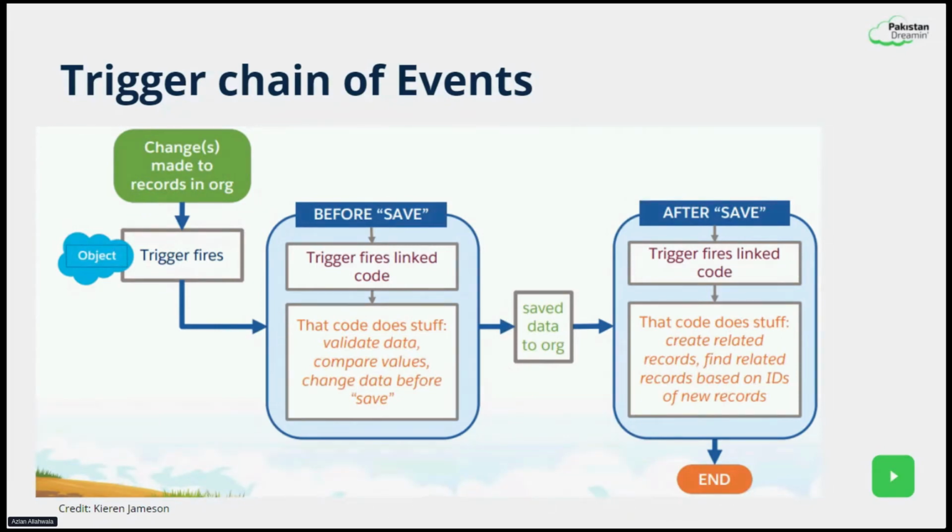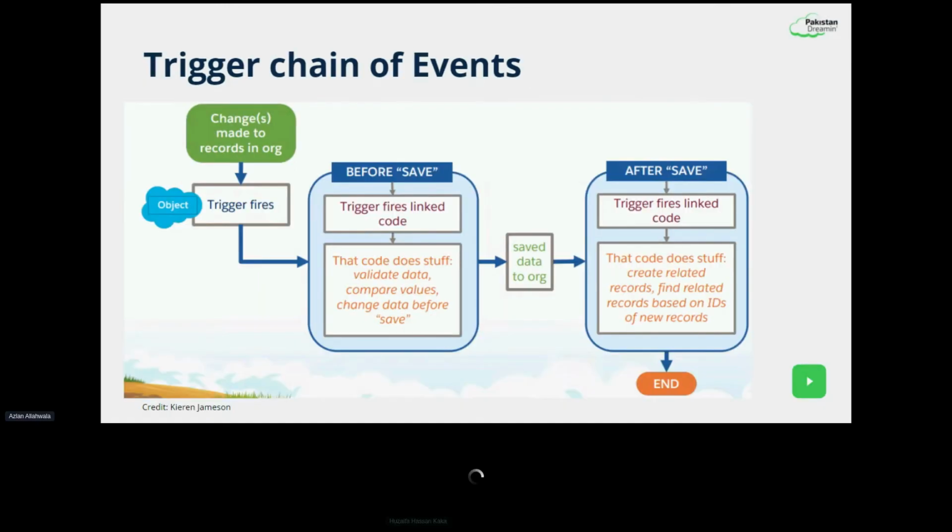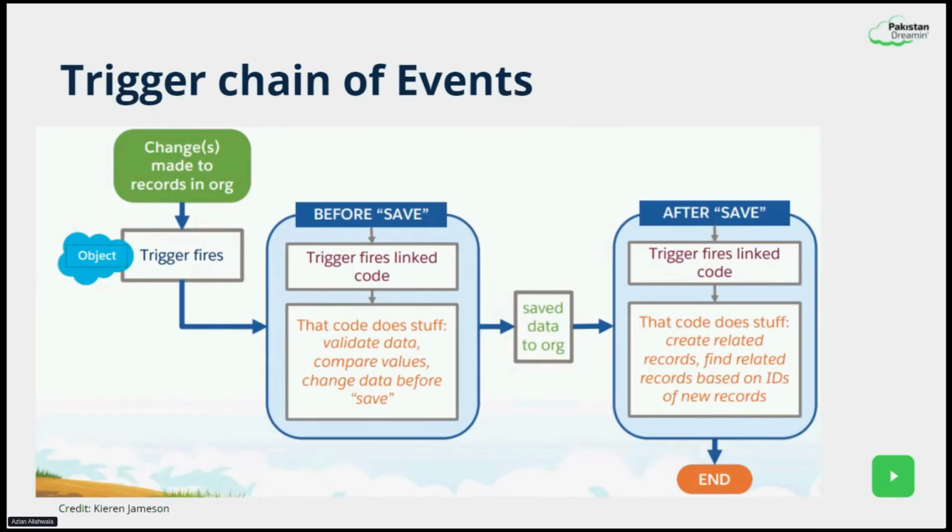Second, it will validate and compare. Maybe you want to do validation, or compare the values and other things. After all these actions are done, the record is saved into the database. And once it's saved, then the after part is fired. In the after part, you can create related records, and you can do that because the record ID is generated. If you're inserting an account, in before triggers you won't get an ID; in after triggers, you'll get an ID. So when you have to attach or relate a contact to an account, you definitely need an ID. In that case, after triggers are the way to go.